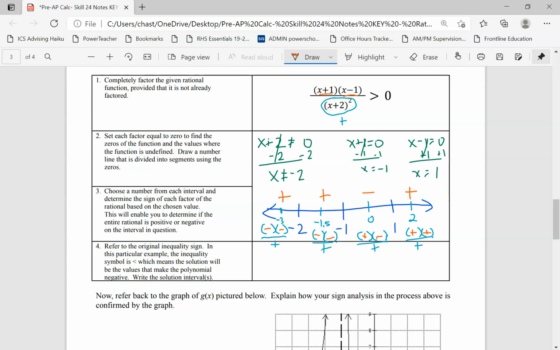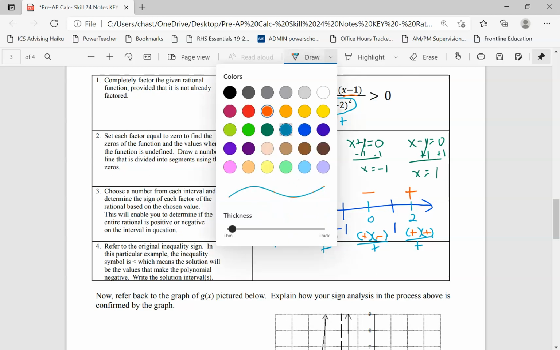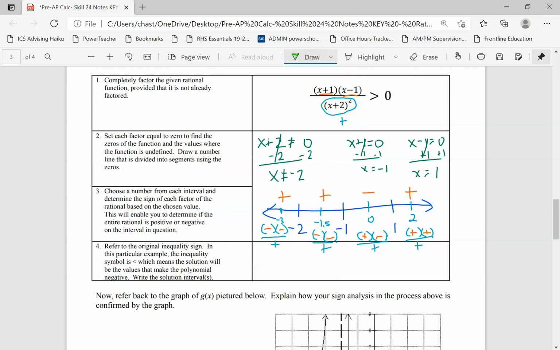Okay, so now how do we determine our answers? Well, I'm going to go back to my original inequality. It says just greater than 0. So these x-intercepts we found, those are equal to 0. So I'm going to use open circles on -1 and +1. And then, -2 is where we had a denominator 0, so that'll never work.